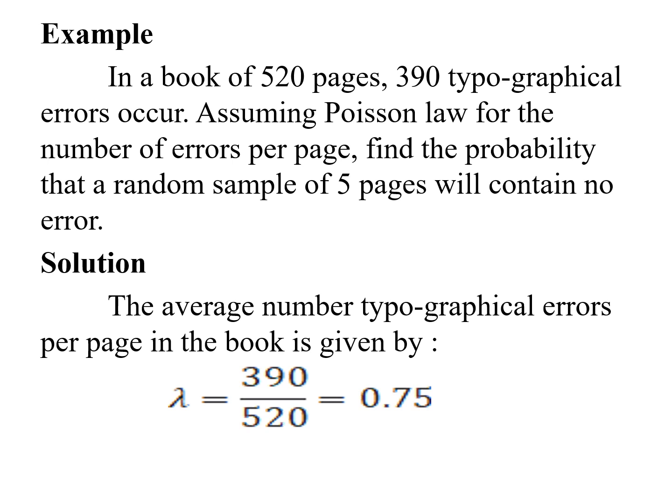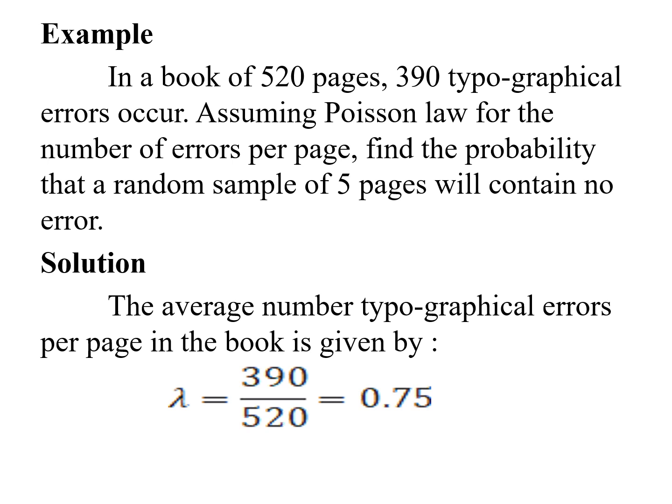So next, see another example. In a book of 520 pages, 390 typographical errors occur. Assuming Poisson law for the number of errors per page, find the probability that a random sample of 5 pages will contain no error. So there is a book, that book contains 520 pages, and there are 390 typographical errors.